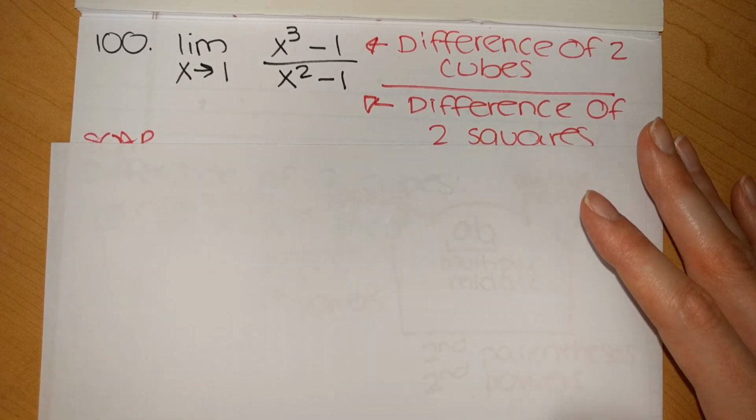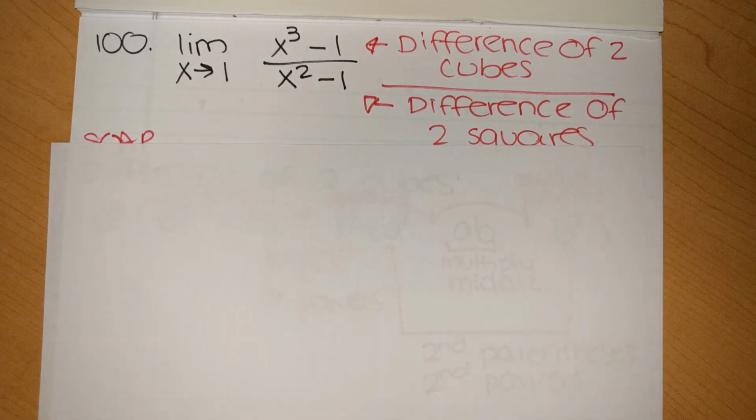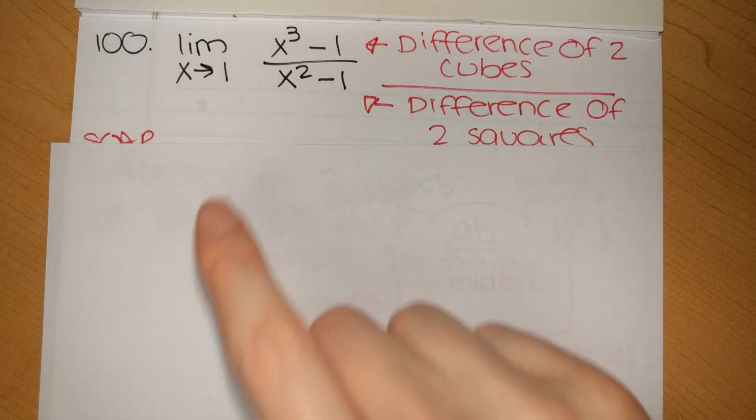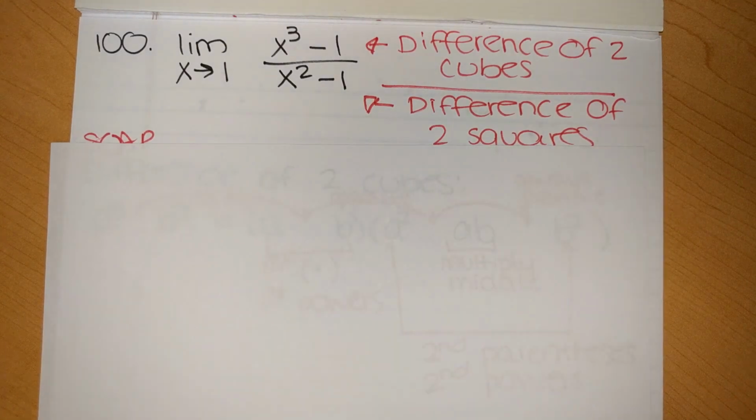So this question, you plug in, you get 0 over 0, and then you're sitting there thinking, how am I going to factor this thing? So this x cubed minus 1, that is a difference of 2 cubes, and that is a special little formula that we have way back when we learned factoring.